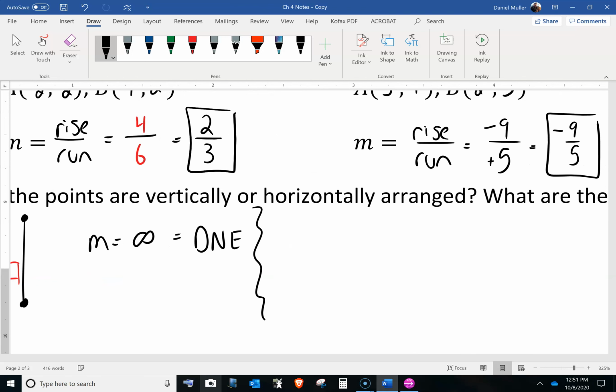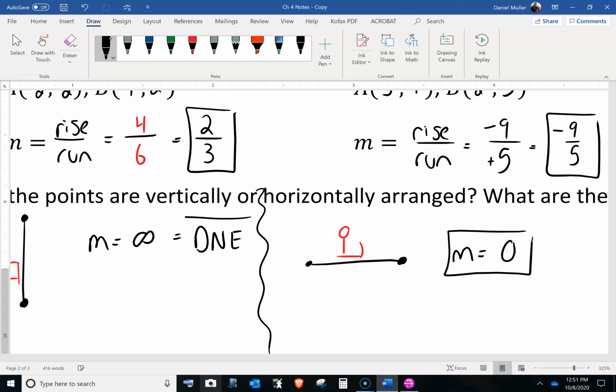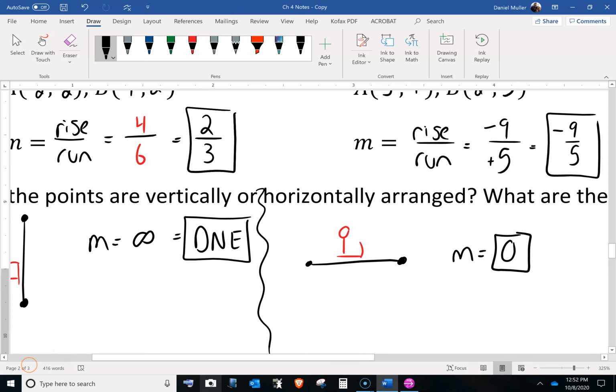And if you are doing it horizontally, so if you're doing this horizontally, well, what is that steepness? Well, the steepness is nothing, it's horizontal. So we say that the slope is 0. So that's what happens if the points are above each other or beside each other exactly, horizontally.